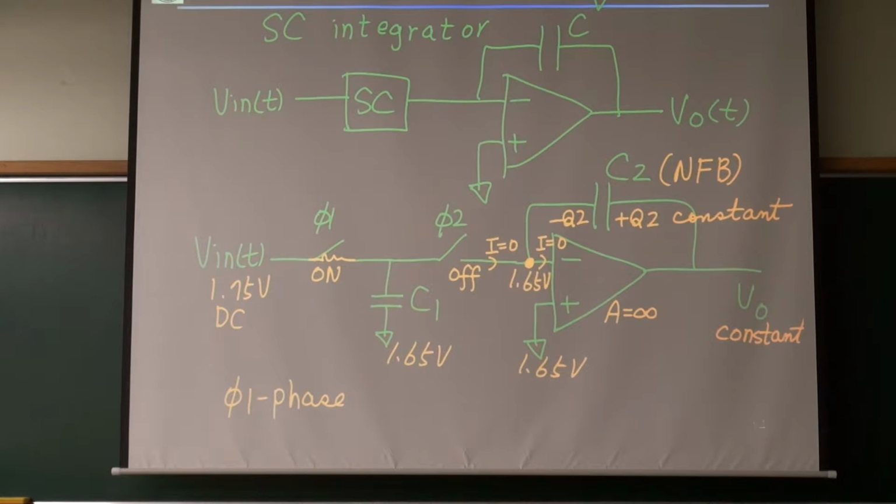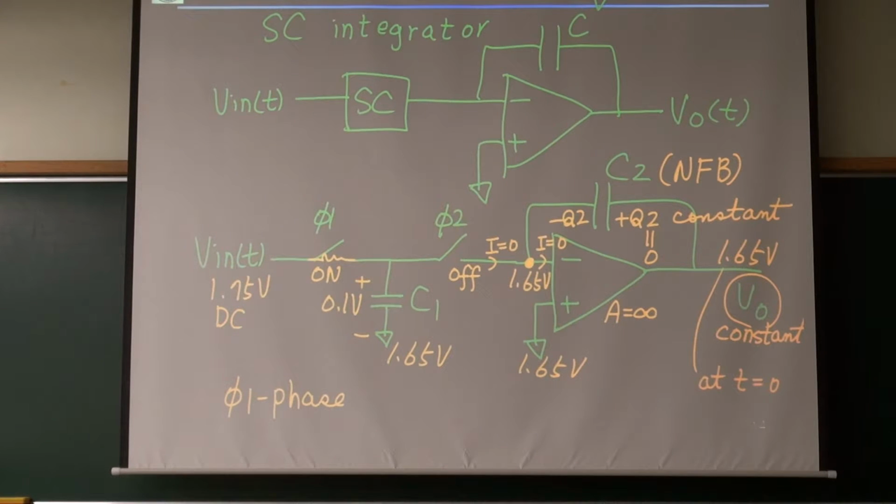Yeah, in here, because the phi one switch is turned on, this capacitor voltage will be charged to 0.1 volt, right? The voltage difference. Okay. Then, yeah, assume initially Q2 is 0. I assume this VO is 1.65 volt initially at t equals 0. This is just the initial condition. Okay.